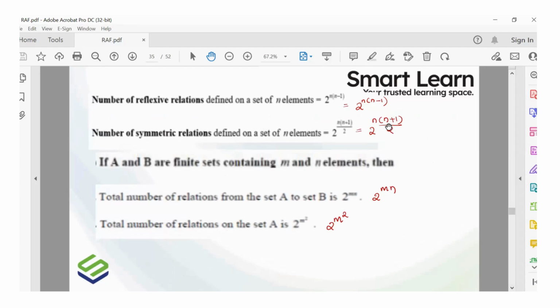These formulas you have to study, children. Number of reflexive relations: 2 raised to n into (n minus 1), or n square minus n. Number of symmetric relations: 2 raised to n into (n plus 1) by 2. Then this you know already: total number of relations from A to B is 2 raised to mn. If it is only one set, the number of relations on set A will be 2 raised to m square.